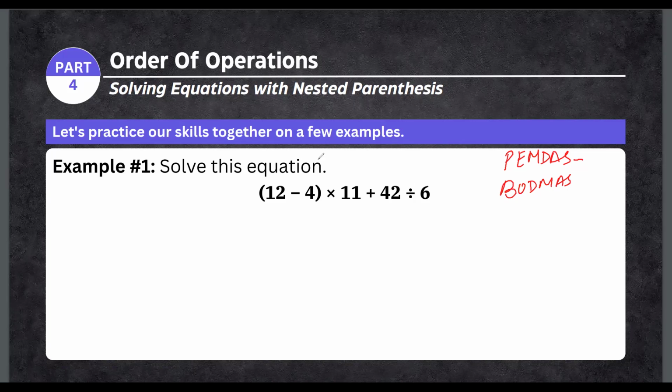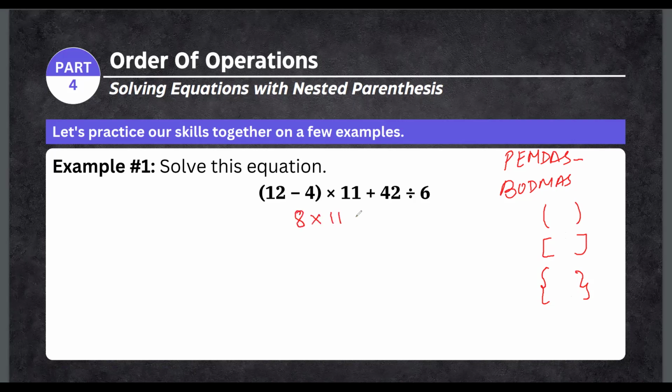What do you mean by parenthesis? First of all, you should know the brackets: we have the curved bracket, the square bracket, and the curly bracket. We have to solve all of these, and these are known as parentheses. Here we have 12 minus 4, so first we have to solve the parenthesis. 12 minus 4 is 8.